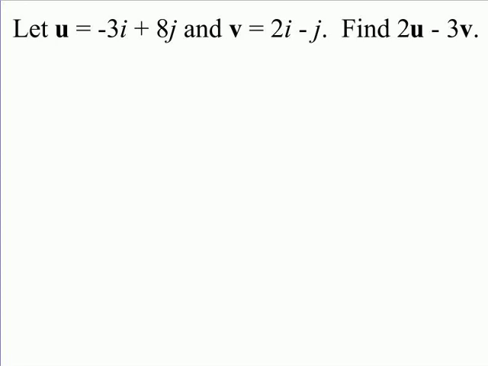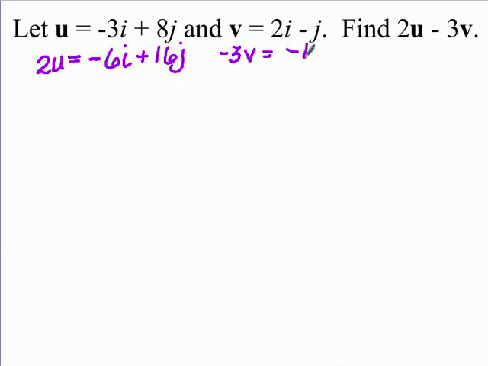Alrighty, so now we're going to do the same thing except we've got linear combination form. Find 2u minus 3v. So to find 2u, I'm just going to go ahead and multiply each of those by 2. So what will that become? -6i plus 16j. Now on the v, I'm going to actually make that a -3v. So to make that a -3v, what's that going to become?